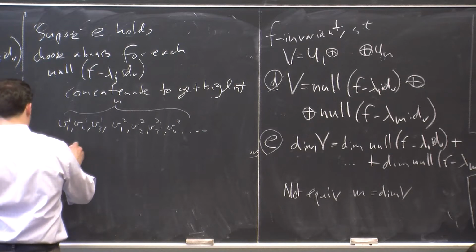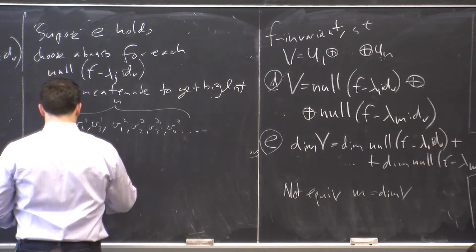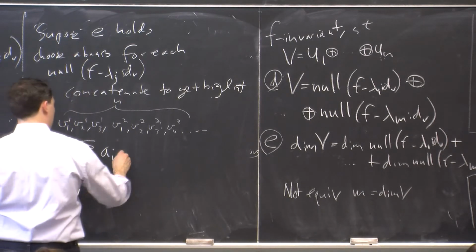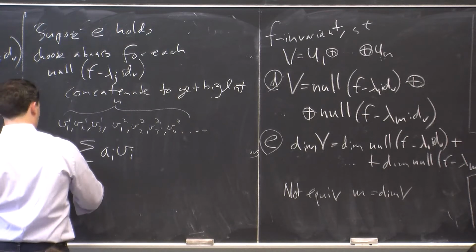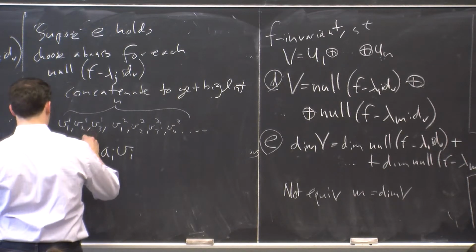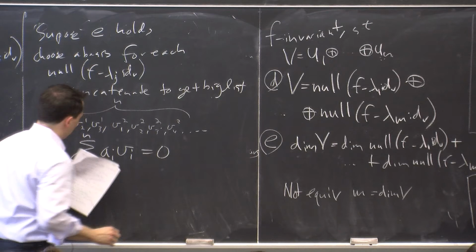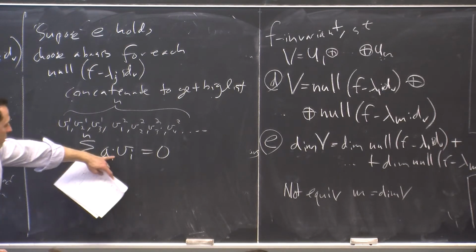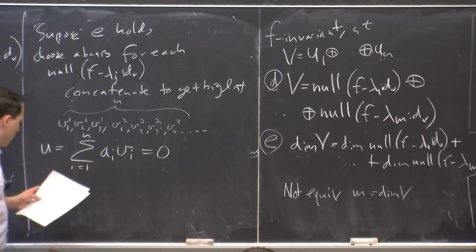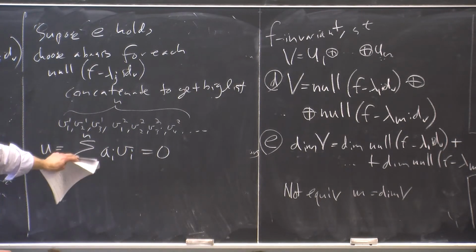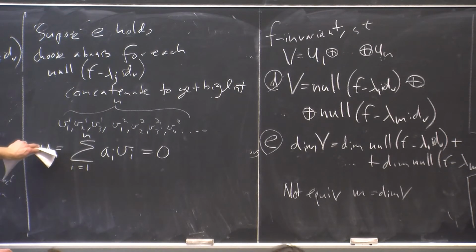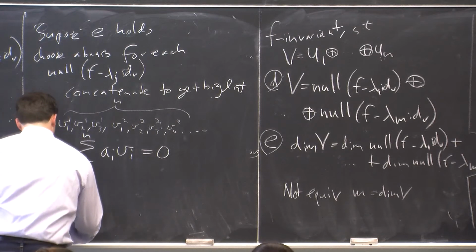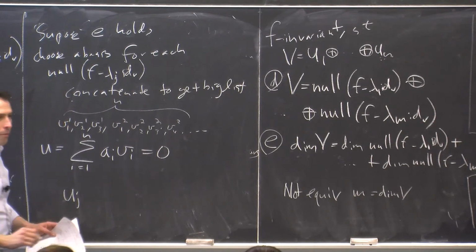So suppose that u, the sum of the ai vi, i equals 1 to n, equals 0. So suppose we've chosen some linear combination of these vectors which gives us 0, and we want to prove that all of the ai's have to be 0. I'm going to call this u, even though I know it's 0, for a reason that will become clear in a second, so that I could talk about parts of u.